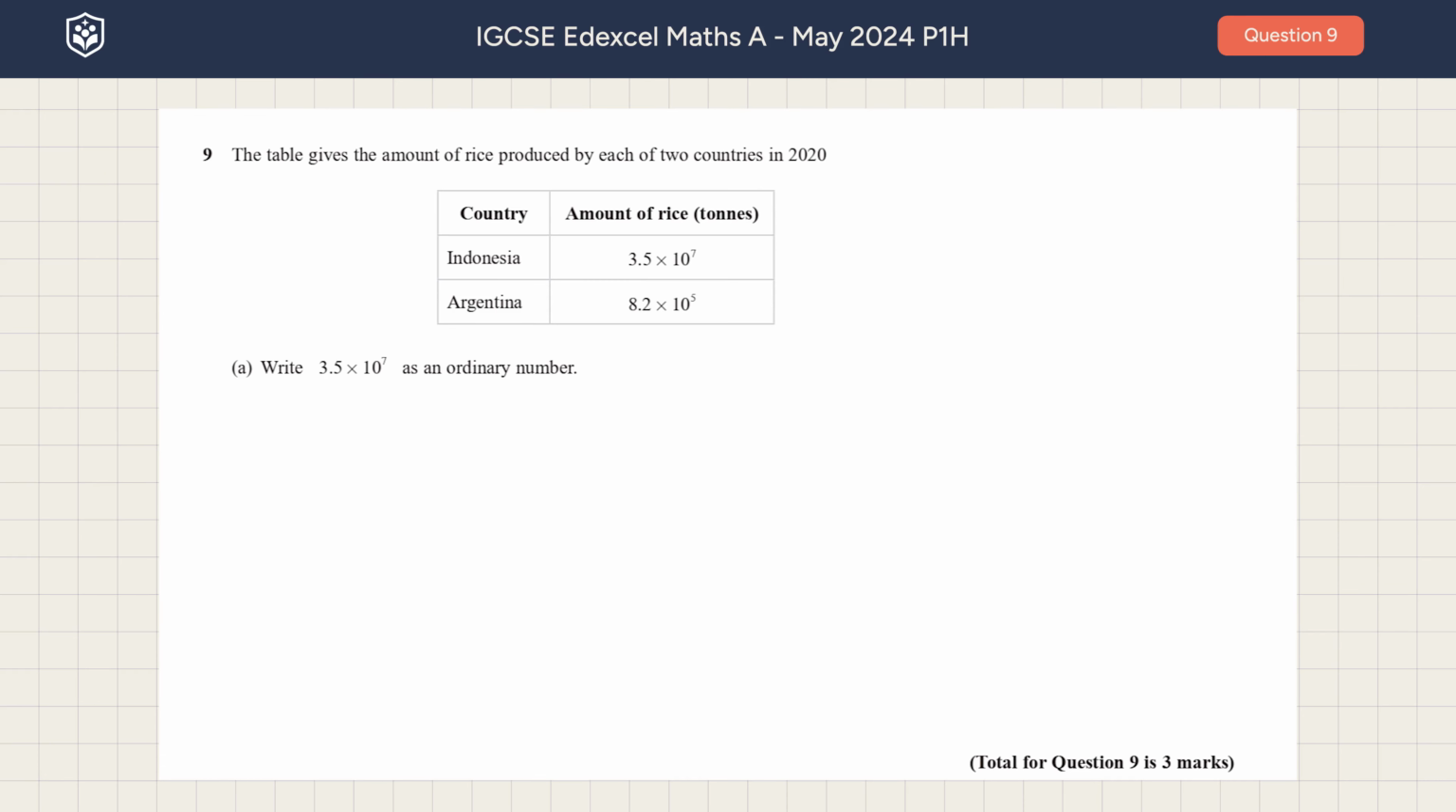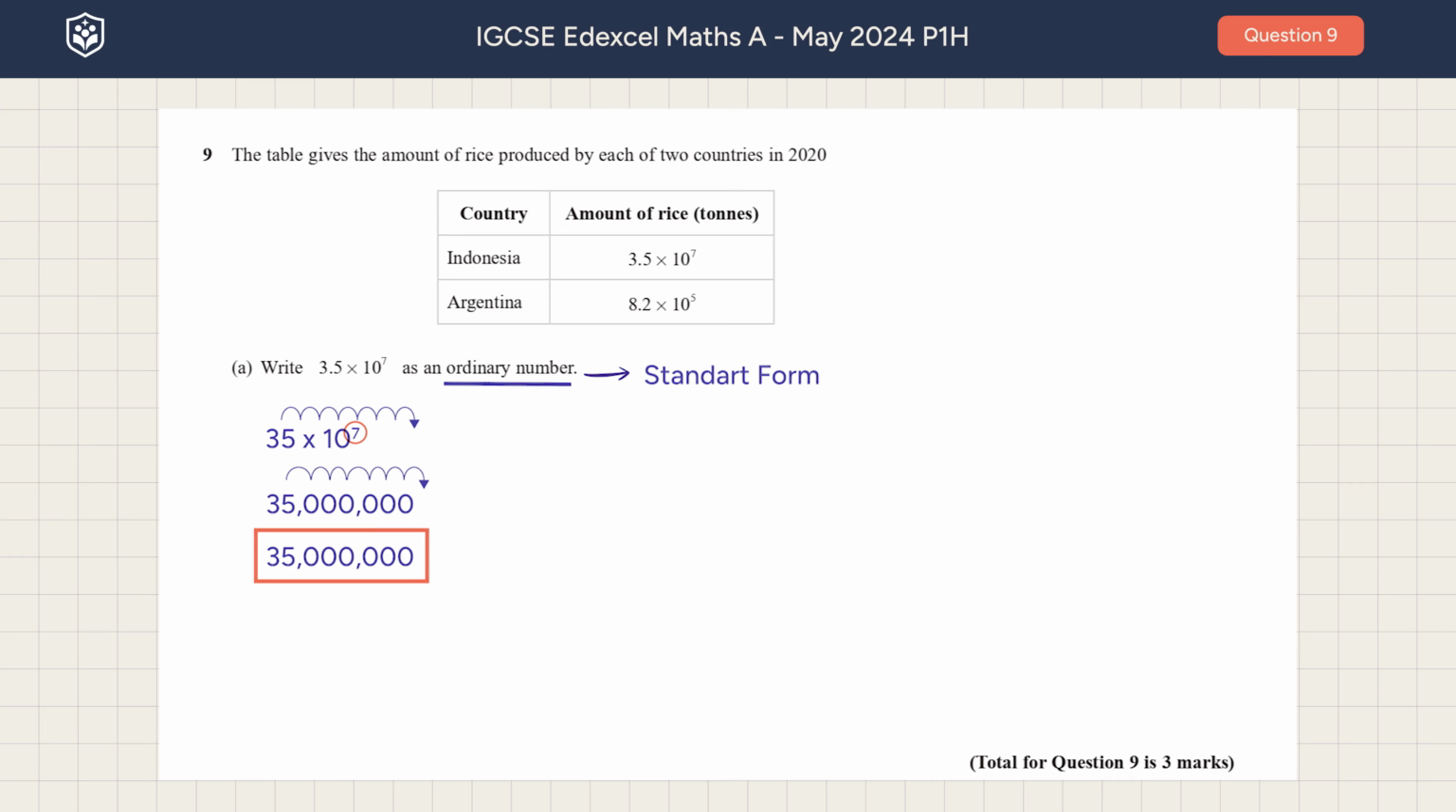Ordinary number means standard form. This means we have to write it in a form without powers. There are 2 pieces of information we need to look at: the number of the power and whether it is positive or negative. So 10 to the power of 7 means we have to move the decimal point 7 places, and we move it to the right because the power is positive. After we do this, we will get 35 million.